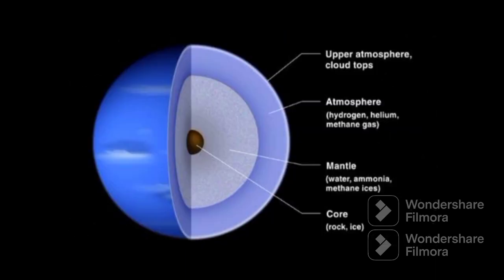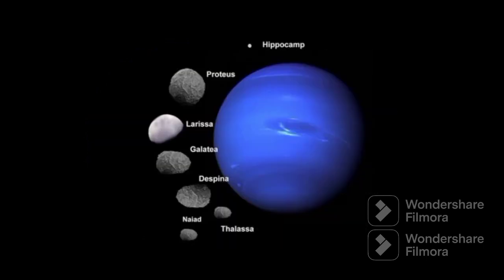Now let's learn about the interior parts of Neptune. It contains gaseous crust and liquid cold mantle and rocky ice core. Neptune has 14 moons. In those, Hippocamp, Proteus, Larissa, Galatea, Despina, Naiad, Thalassa are the main moons.